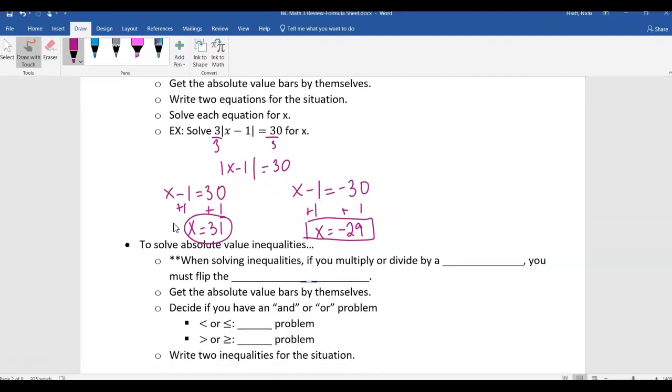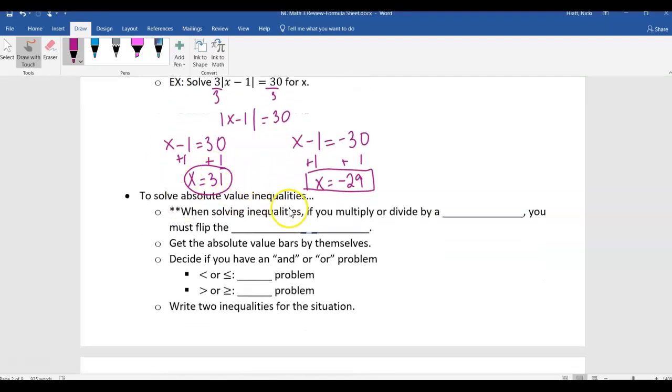Okay. When you have an inequality, something with a less than or equal to sign, or greater than or equal to sign, the process is similar but a little bit different. One thing you must remember is when you're solving inequalities, if you multiply or divide by a negative, you must flip the inequality sign.